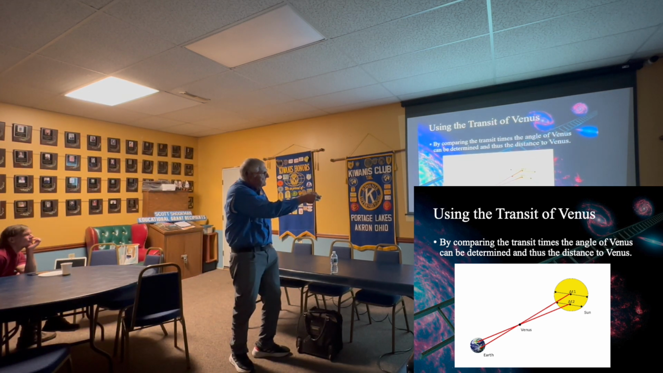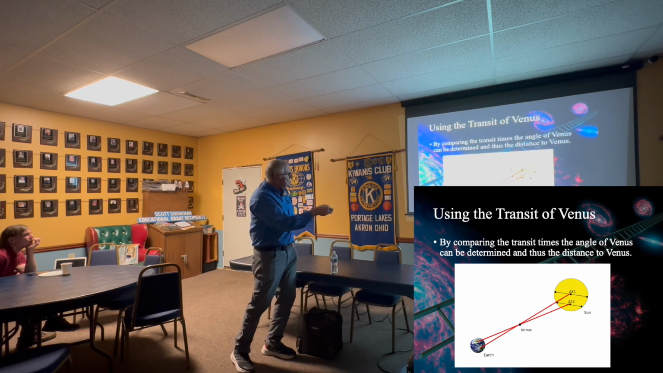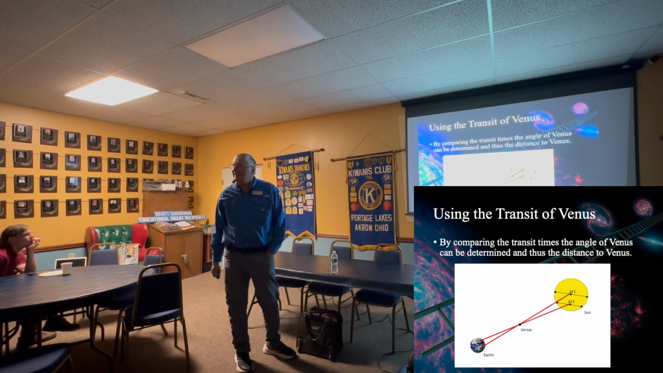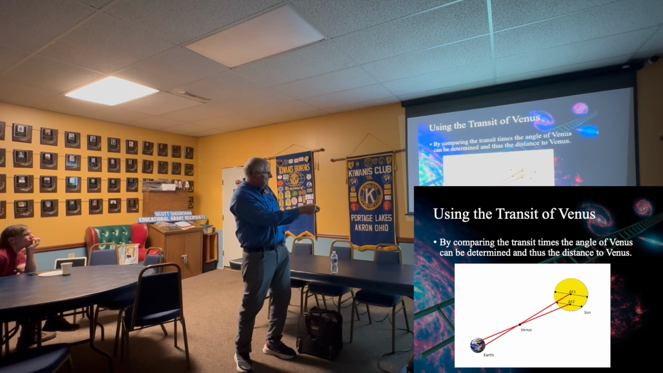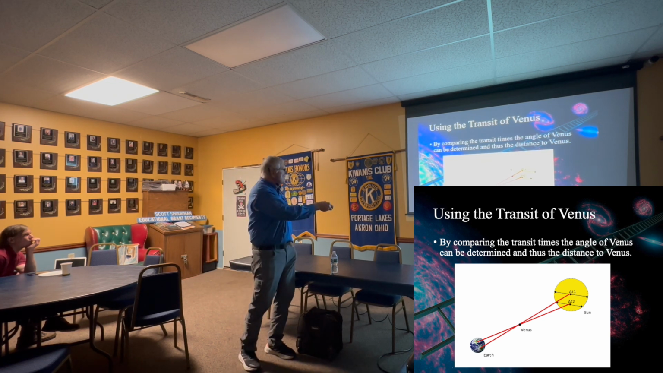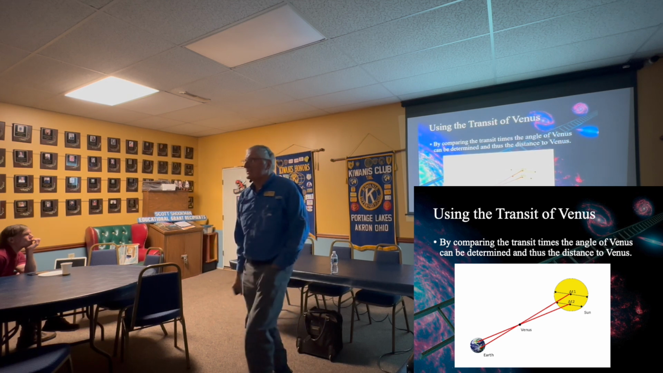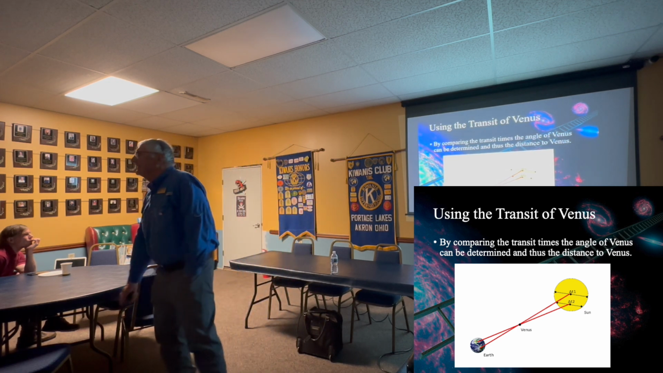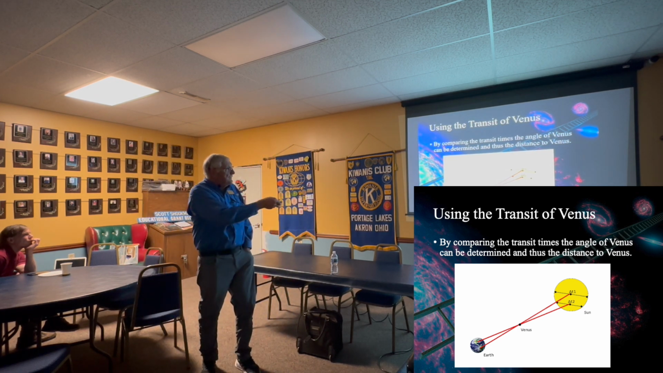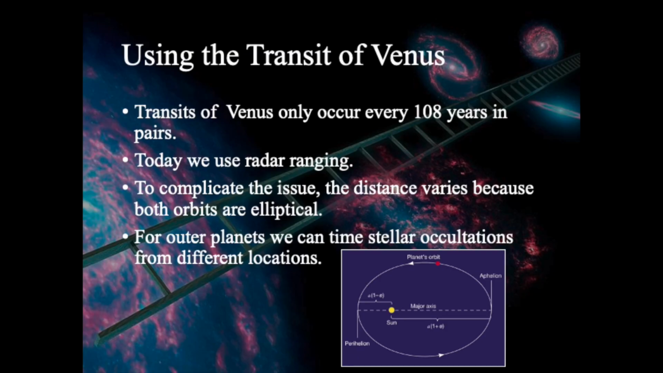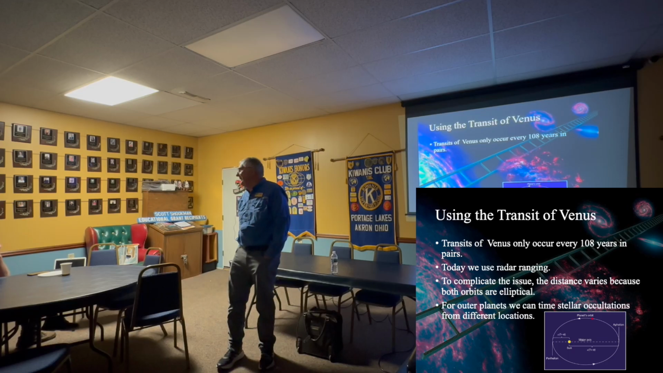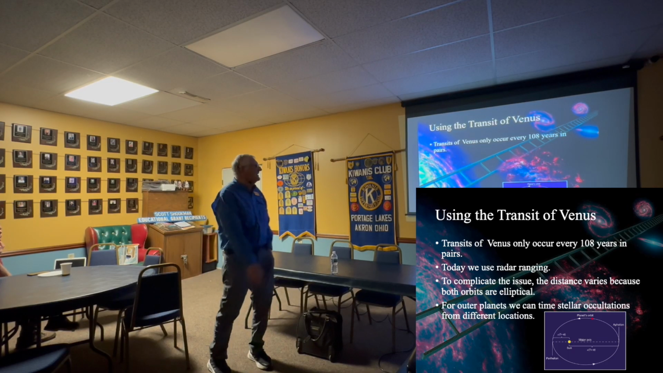So you can calculate that angle. And then you can calculate that distance to Venus, and you already know the ratio of the Earth's distance to the Sun and Venus's distance to the Sun, and so you can calculate the Earth's distance to the Sun. Yay, done. Now this is tough to do, okay? But transits of Venus only occur every 108 years, so it makes it kind of tough.